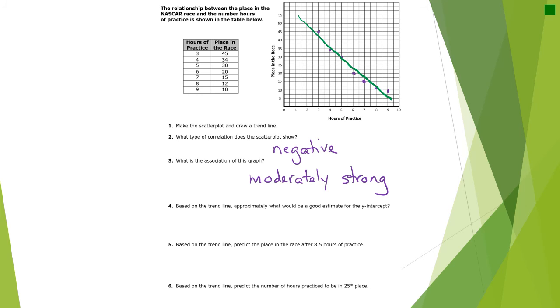Based on the trend line, approximately what would be a good estimate for the y-intercept? So if I continued mine up to the y-axis, I go kind of like that. 55, we're going up, every 2 is 5. So 2 more, it looks like it would be maybe 60.